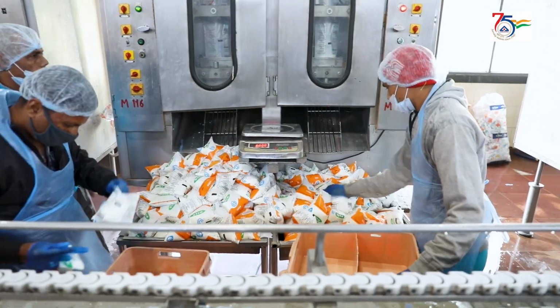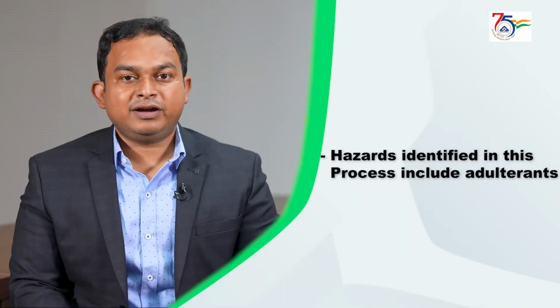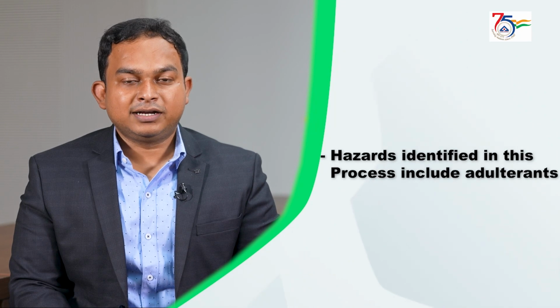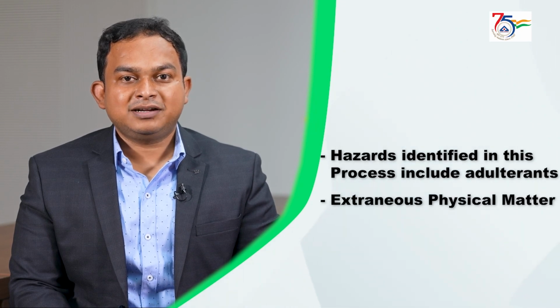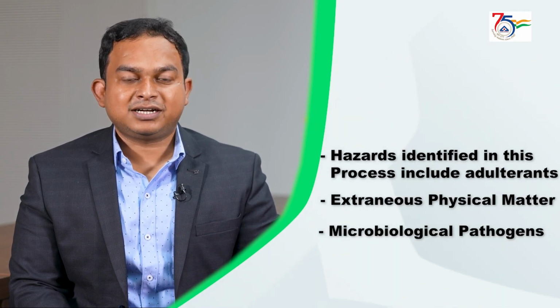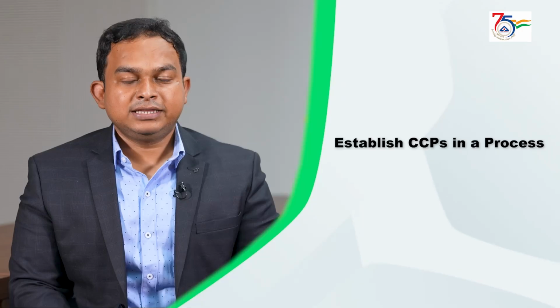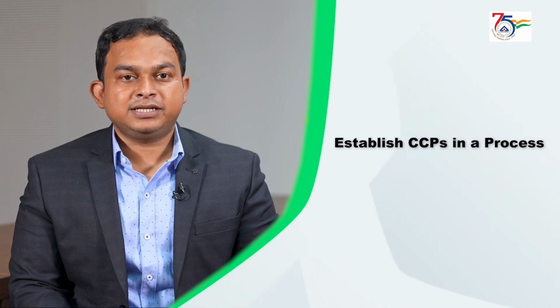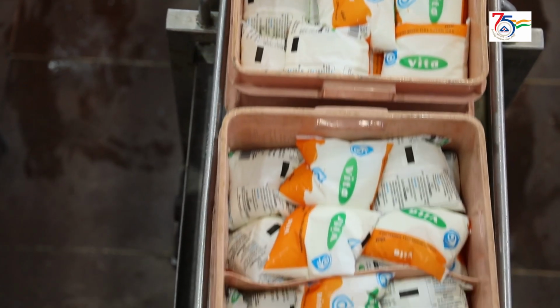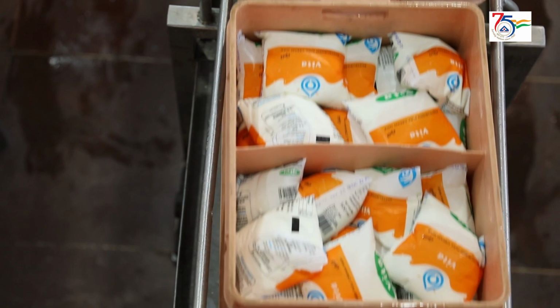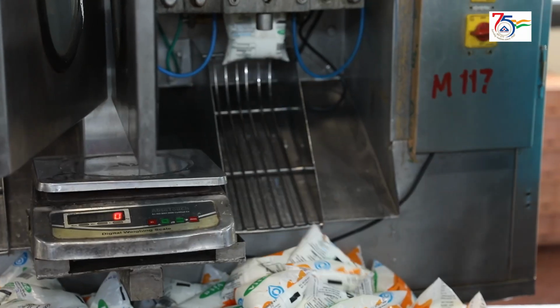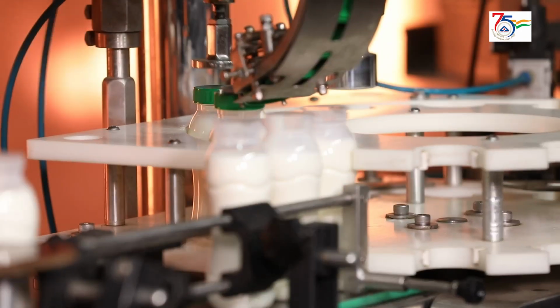Having identified the prerequisite requirements and programs, the next step is to identify the HACCP requirements. Taking the example of pouch milk packing, hazards identified in this process include adulterants, extraneous physical matter, microbiological pathogens, etc. Risk and severity of occurrence of each of these hazards is assessed. This helps to establish CCPs in a process. So, in the milk pouch packing process, pasteurization of milk and storage of pasteurized milk are identified as CCPs.